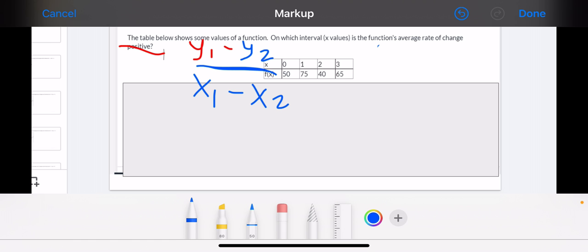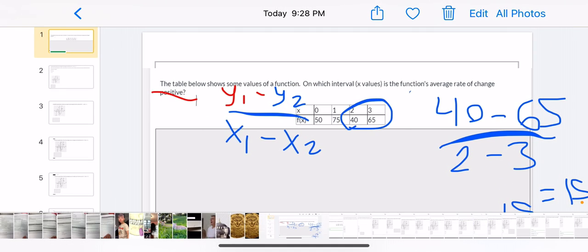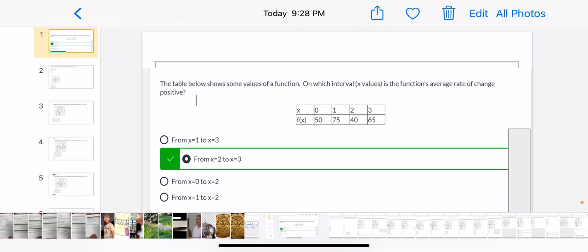And then we had 2 and 3. We do 40 minus 65 over 2 minus 3. 40 minus 65 is negative 15. Yeah, and 2 minus 3 is negative 1. But that would equal positive 15. So that would be your answer, the 2 and the 3.